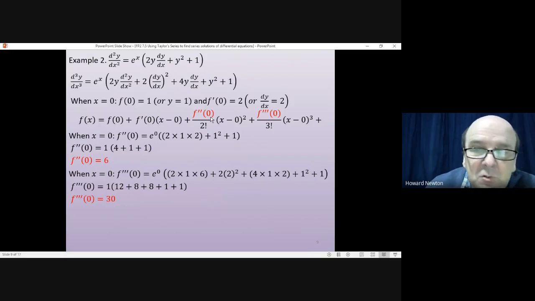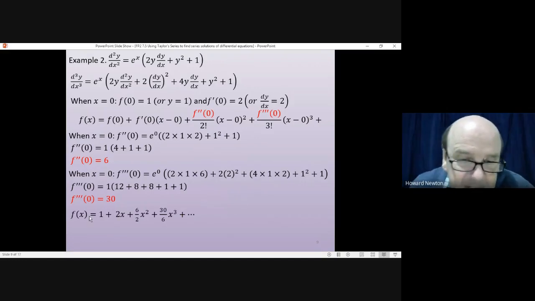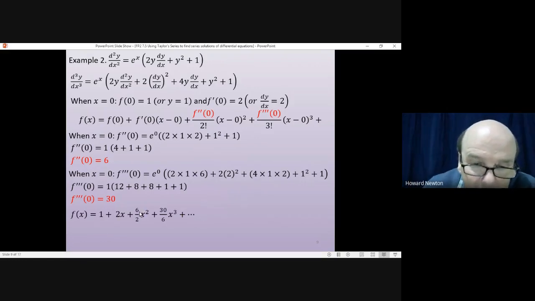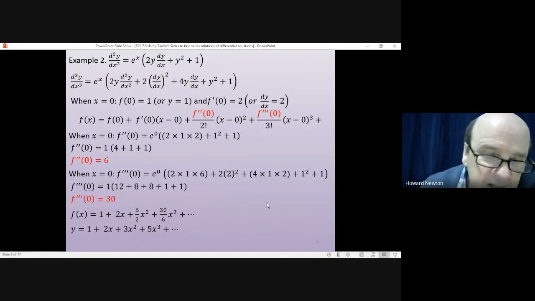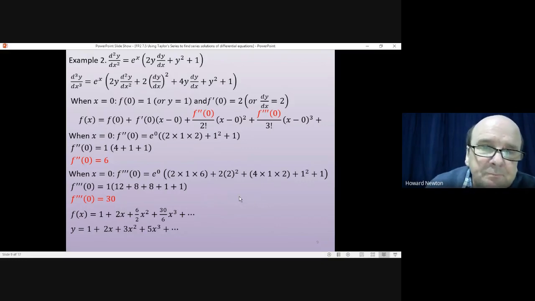Well, those are the two things that we need to substitute in here and here, which gives us f of x is equal to that. We can simplify these fractions, and just to go back to the language they use in the question, change f of x back to y, and that gives us the answer, y equals 1 plus 2x plus 3x squared plus 5x cubed. Those would be the terms up to x cubed.